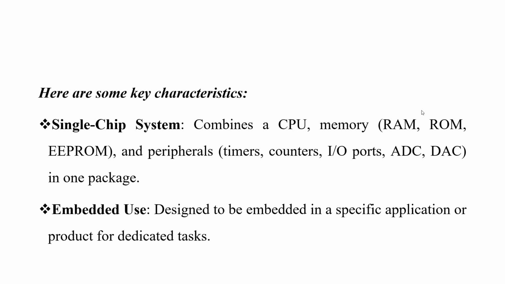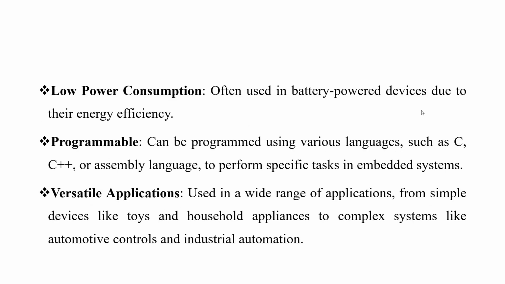You also find embedded use as one of the key characteristics, meaning they are designed to be embedded in a specific application or product for dedicated tasks. For example, you could design a control system that works with a music system, maybe an amplifier, and embed it in that system to play an amplification function. They are also low power consuming, meaning they are used in battery powered devices, usually about 12 volt batteries, and lower, 5 volts, 3 volts. All those low power supply systems can be used in powering the microcontroller units.